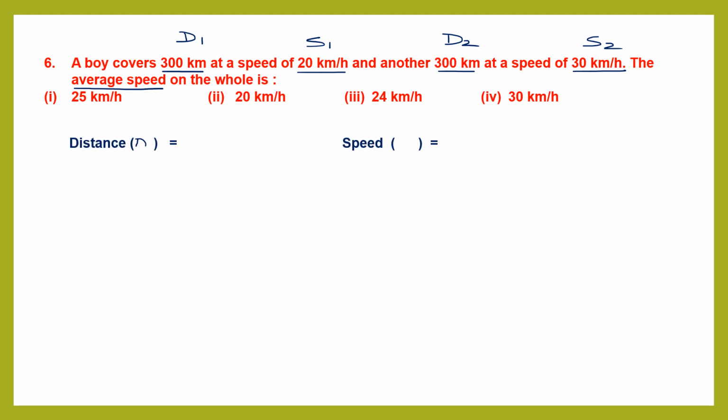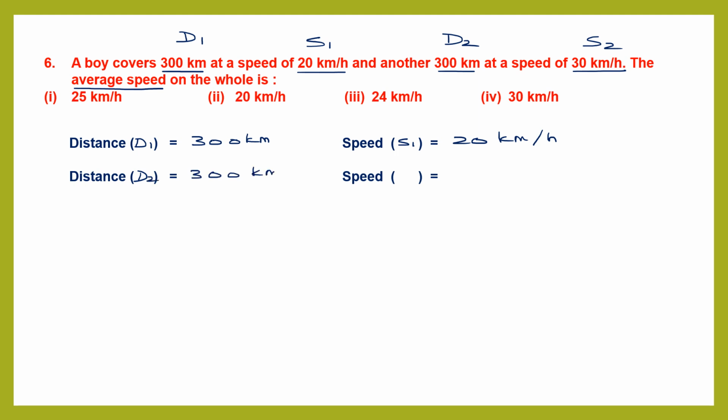So let's start by saying distance. Here we have distance 1 and that is 300 kilometers. Then we have speed 1, which is 20 kilometers per hour. Then we have distance 2, which is also 300 kilometers, and we have speed 2, which is 30 kilometers per hour.